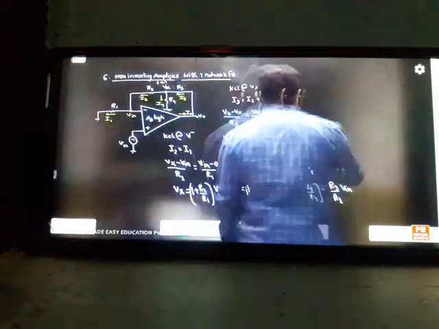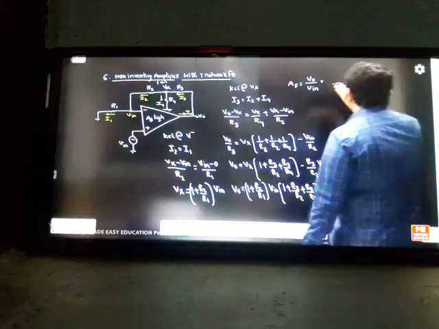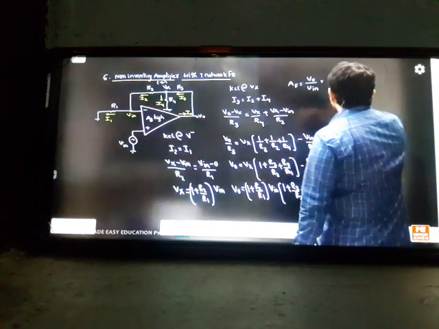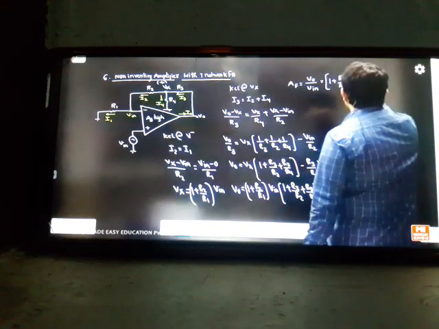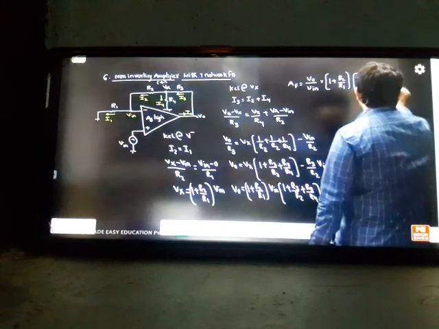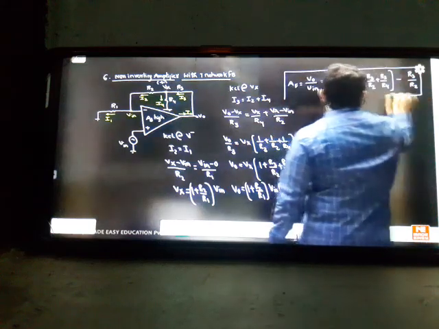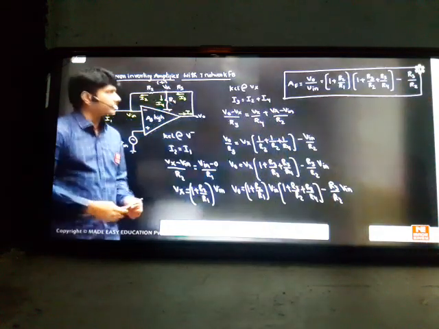What is the final expression here? V0 by Vin, which is the closed loop gain AF. The answer you can write as (1 plus R2 by R1) into (1 plus R3 by R4 minus R3 by R2). So actually this is the gain which we are getting in this case. Finally the gain is completed. This is the gain I am expecting.